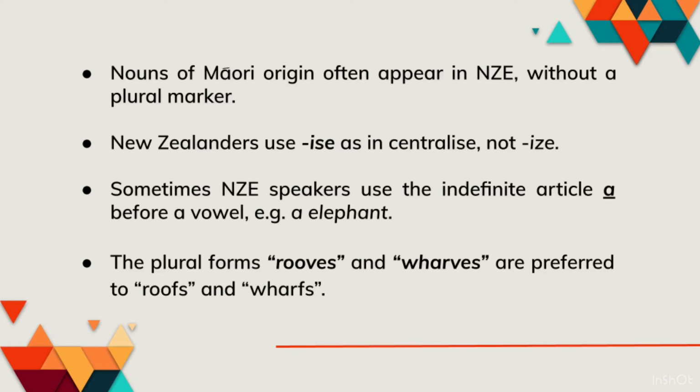Also, New Zealand English speakers use the ending ise as in centralise, not the ending ize. Sometimes speakers use the indefinite article a before a vowel, for example, a elephant. Finally, the plural forms for the words roofs and wharves are preferred to roofs and wharfs with a final s.